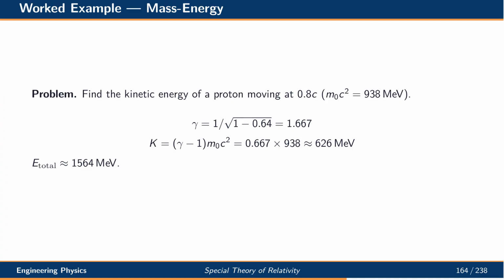Consider a proton moving at 0.8 times the speed of light. Its Lorentz factor is about 1.667. The kinetic energy is the difference between total and rest energy, giving approximately 626 mega-electron volts. The total energy is around 1564 mega-electron volts. These are typical energies in particle accelerators and demonstrate how kinetic energy grows rapidly.